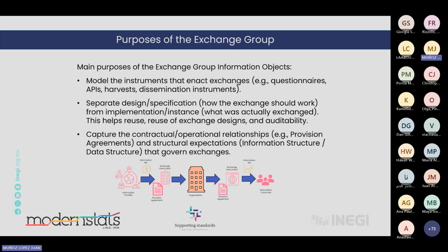On the screen, you can see the main players. The information provider who gives the data to a statistical organization. The information consumer who receives the outputs. In between, we have agreements, instruments, and the actual information that is being exchanged. This diagram shows that the exchange group is a bridge between providers and consumers.